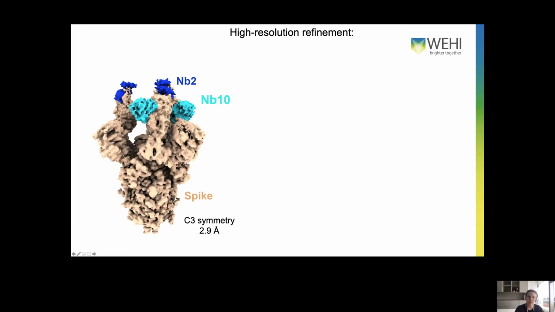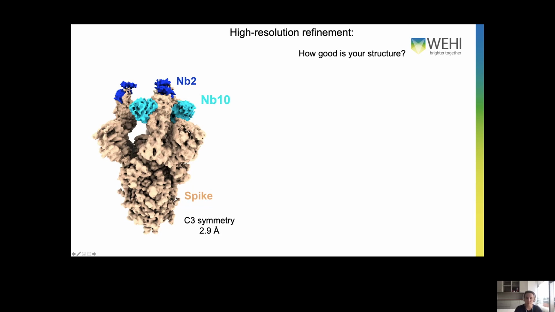If we further use a 3D refinement job in RELION, in this case I also used C3 symmetry, we got to the final structure of the spike bound to nanobodies 2 and 10, which you can see here. Straight away you can see that we have our spike proteins shown in white and then bound to 2 different nanobodies, so 10 and 2.